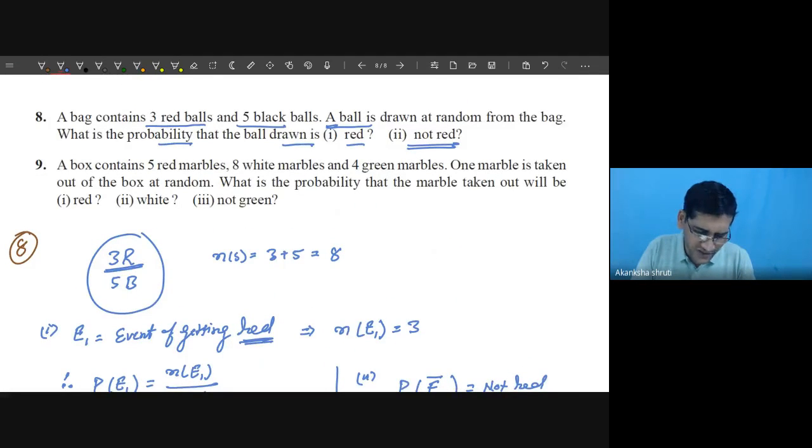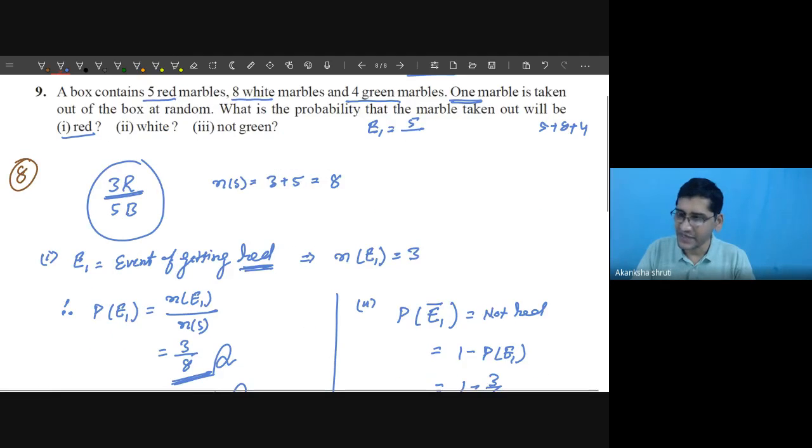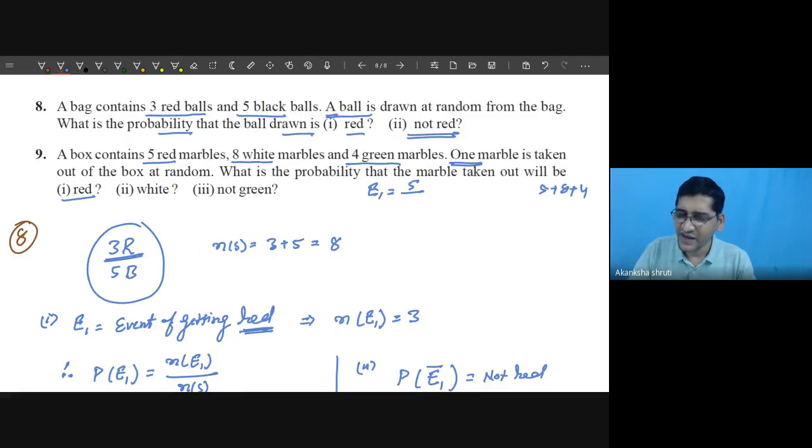Question number 9: a box contains 5 red marbles, 8 white marbles, 4 green marbles. A marble is taken out of the box at random, only one is taken. What is the probability that the marble taken is red? So for this E1, the red, you need to take 5 divided by the addition of all: 5 plus 8 plus 4. You have to write it properly as I have written. Just I am giving you the explanation. So add it, it becomes 17.